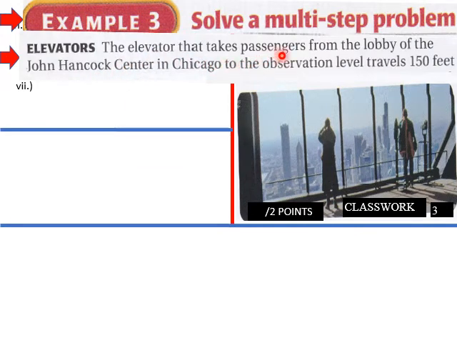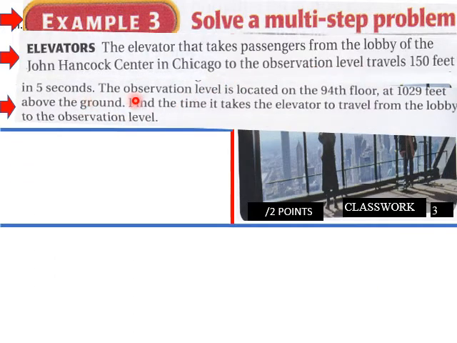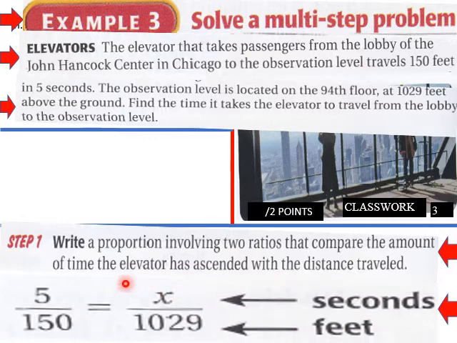So, solve a multi-step problem. The elevator that takes passengers from the lobby of the John Hancock Center in Chicago to the observation level travels 150 feet in 5 seconds. The observation level is located on the 94th floor at 1,029 feet above the ground. Find the time it takes the elevator to travel from the lobby to the observation level. Write a proportion involving two ratios that compare the amount of time the elevator has ascended with the distance traveled. So we have 5 over 150 equals x over 1029. This is seconds, and this would be feet here.